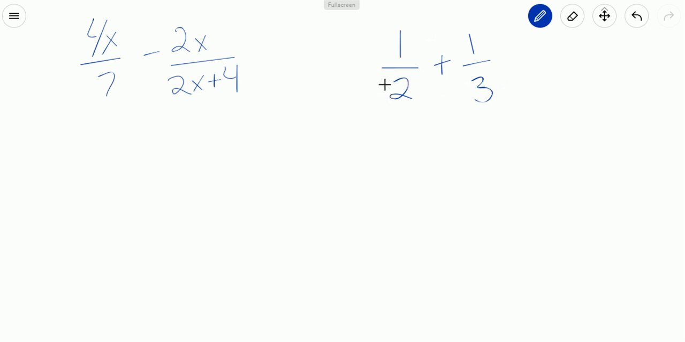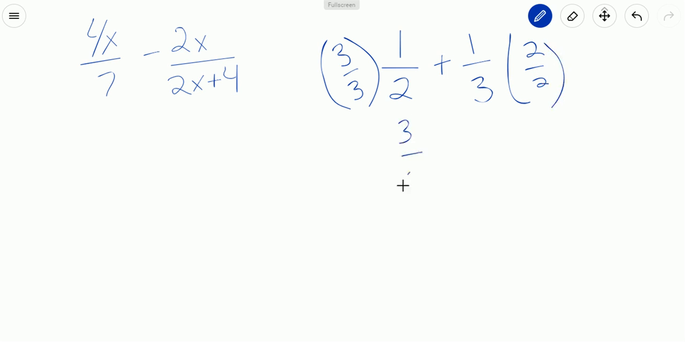When you add or subtract two fractions, they have to have the same denominator. Obviously 2 and 3 are not the same number. The only way to get these two to be the same on the bottom is basically to multiply them together. So what we would do in this situation is multiply the left side by 3/3, and multiply the right side by 2/2. That would give us 3/6 plus 2/6.